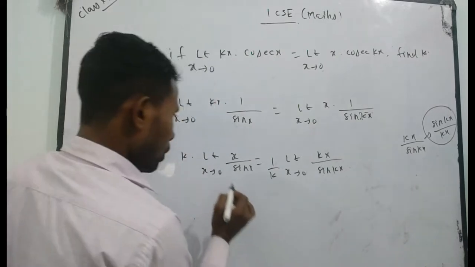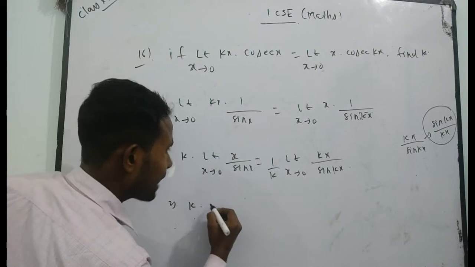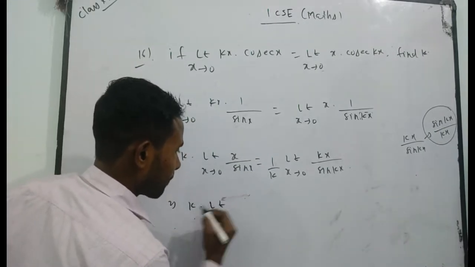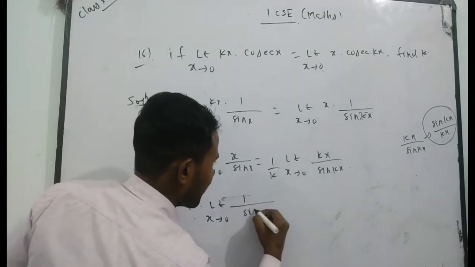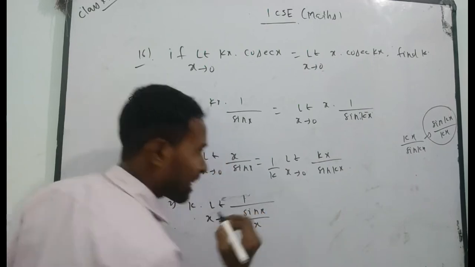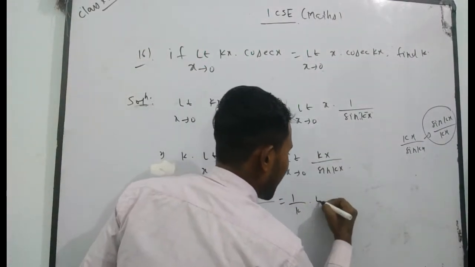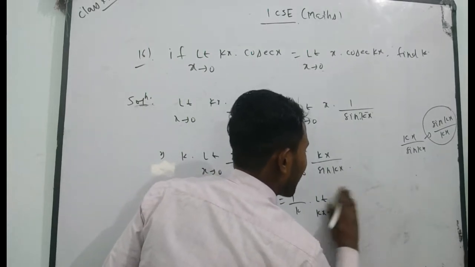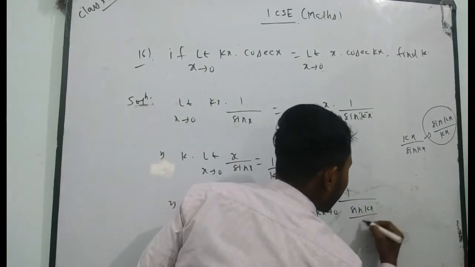Now again, you already know that. If you wish, I want to write again one step for you. Can you write it? Limit x tends to 0, 1 by sin x by x, and it will be 1 by k into limit kx tends to 0, 1 by sin kx by kx.